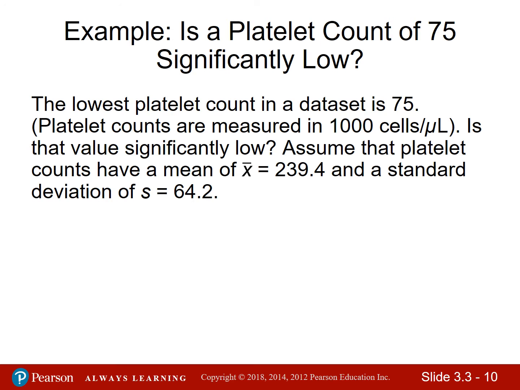The lowest platelet count in the database is 75. Platelet counts are measured in 1,000 cells, and is that value significantly low? Okay, so this is another example, right? We can also determine if it's significantly low or high. So we have the standard deviation 64.2, the mean is 239.4, and we are focusing on 75, right?